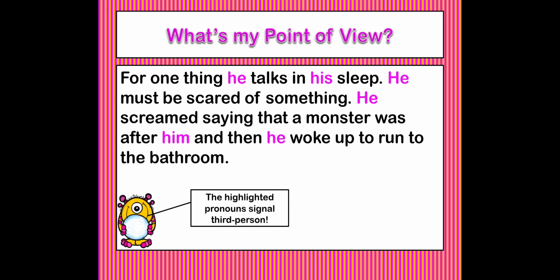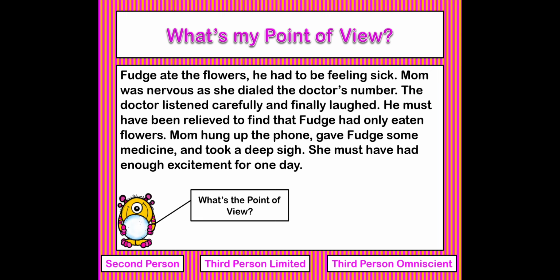He screamed, saying that a monster was after him. Then he woke up to run to the bathroom. So by the writer stating that he was scared of something, that helps us determine that he knew the thoughts and or feelings of that character. Let's look at the next one.